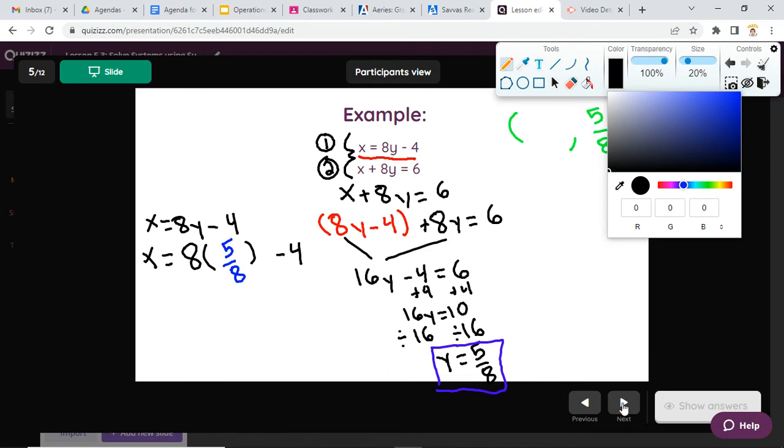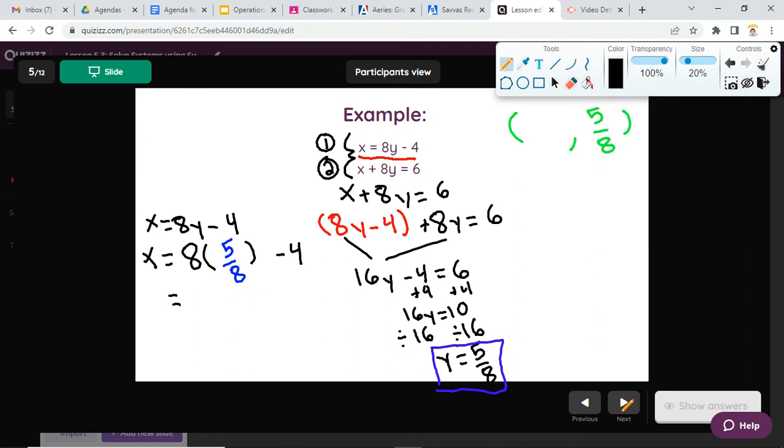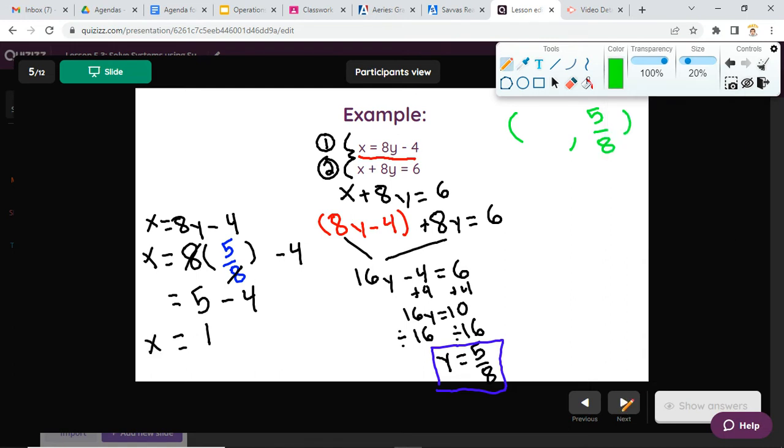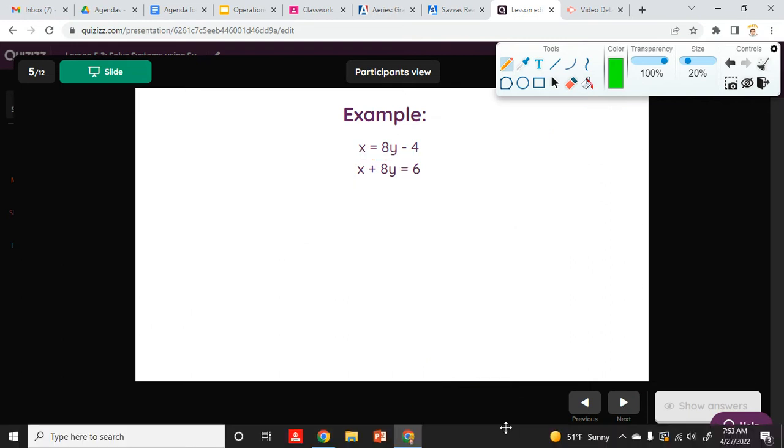Now we just got to simply multiply and solve here. So 8 times 5/8. These 8s are going to cancel, and I'm simply going to have 5, and then the minus 4, and 5 minus 4 is 1. So x is equal to 1. So over here in my coordinates, my answer would be 1 comma 5/8, and that would be the answer to my problem. If you guys need to pause the video to make sure you get all of this down, feel free to do that.